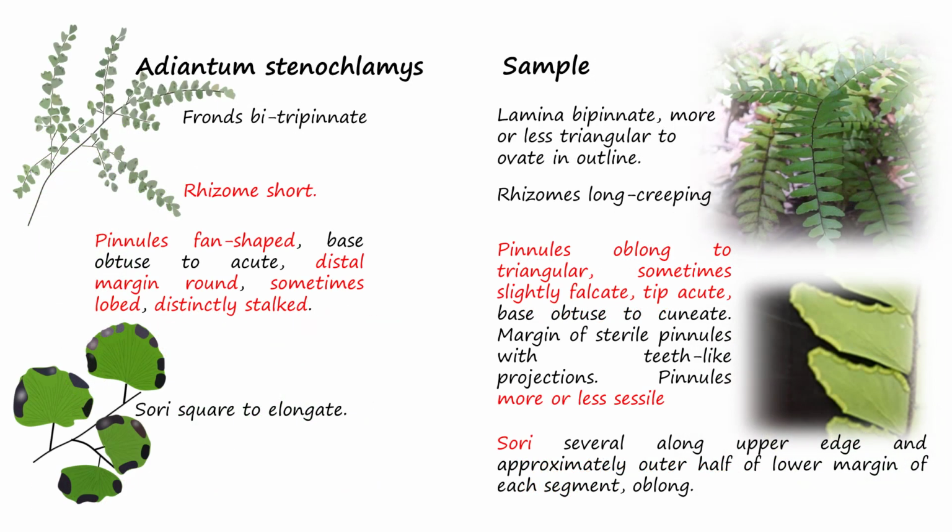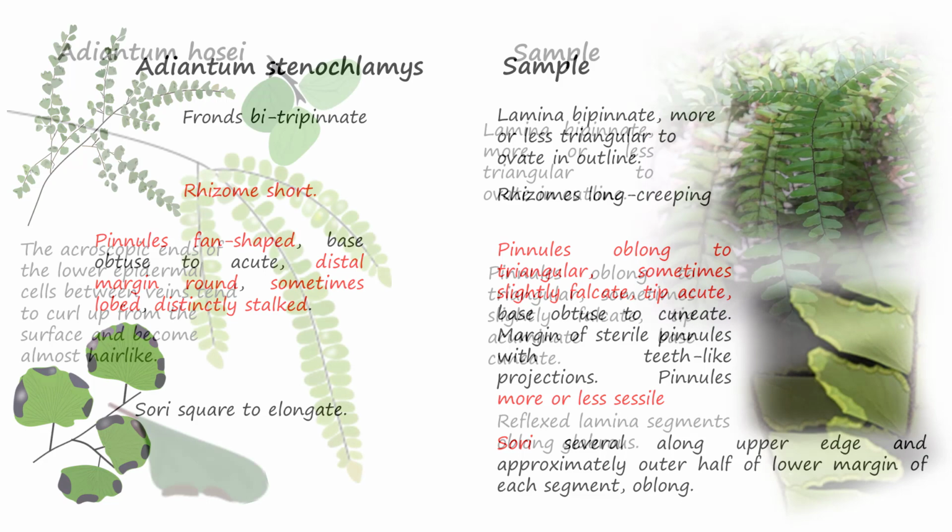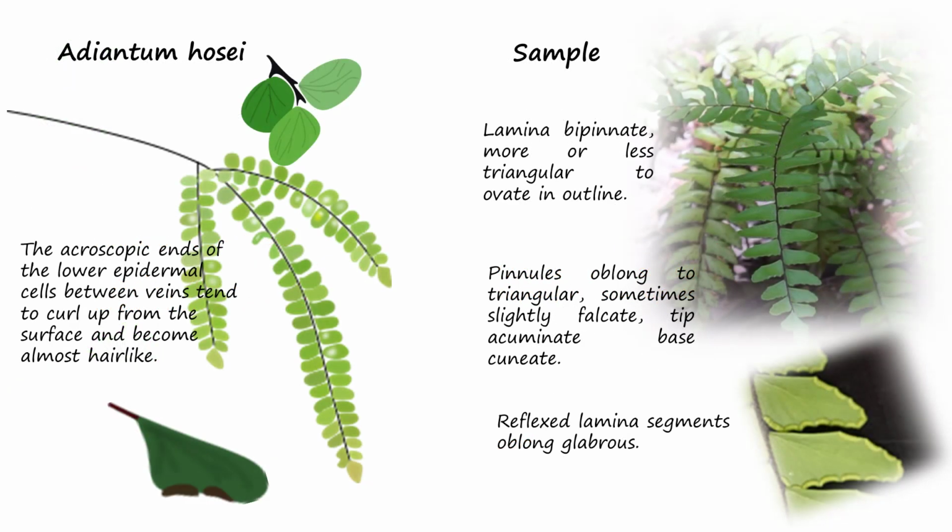Adiantum stenochlamys was not the name of the fern in question due to its frond dissection bi- to tripinnate, short rhizomes, pinnules fan-shaped with the rounded distal margins, sometimes lobed, and a pinnule stalk. The fern to be identified is bipinnate with pinnules oblong to triangular, slightly falcate, and more or less sessile, that is, the stalks are less than a millimeter. While I could not find much information on Adiantum hosei, the herbarium specimens and images observed online indicate that it is not the identity of the specimen to be identified due to differences in frond architecture, pinnule shape, and presence of pinnule stalk. Also, it was reported that Adiantum hosei has the acroscopic ends of the lower epidermal cells between veins curling up from the surface and becoming hair-like, which I did not observe on the unidentified fern.